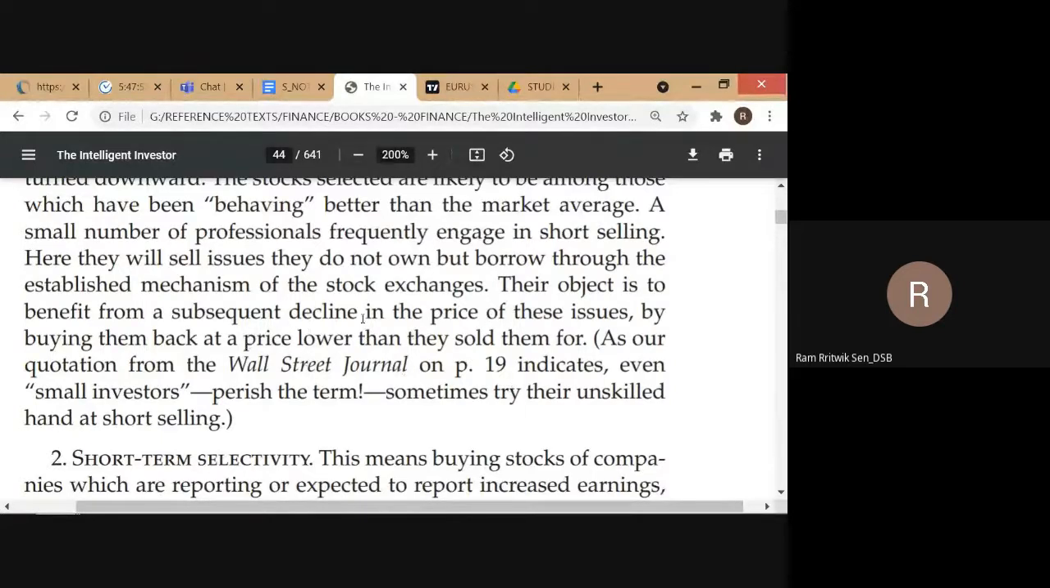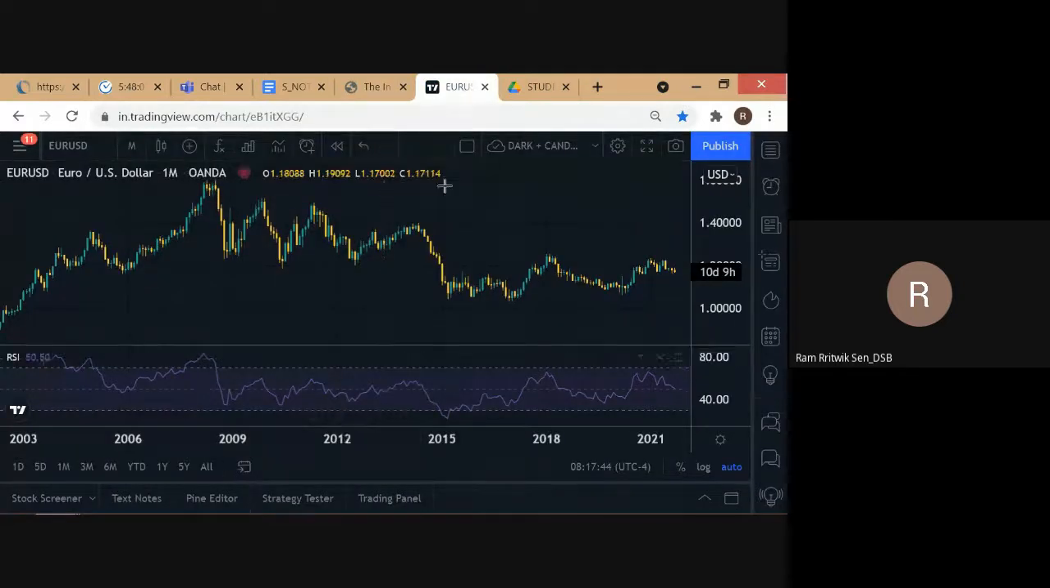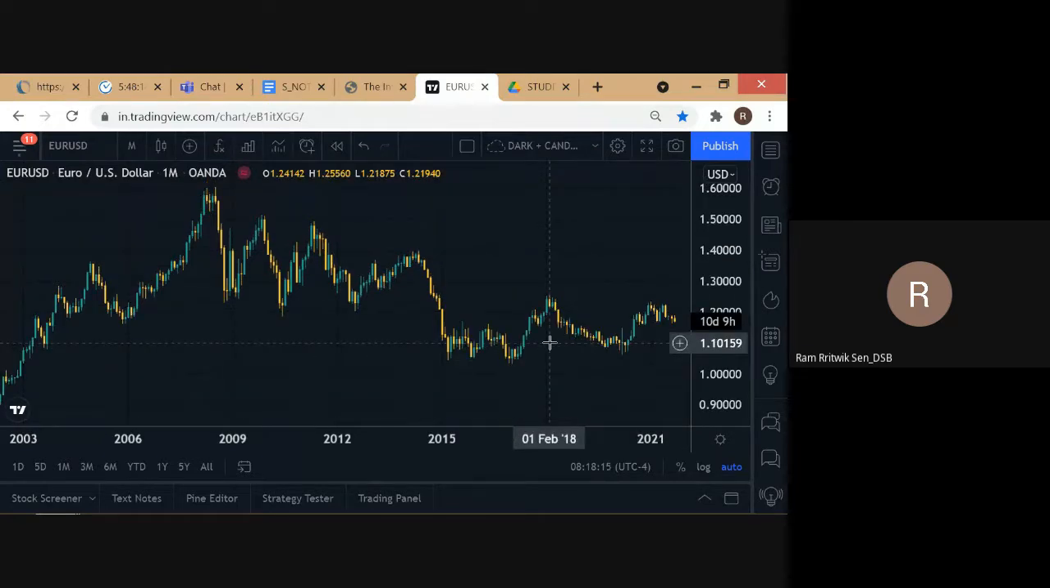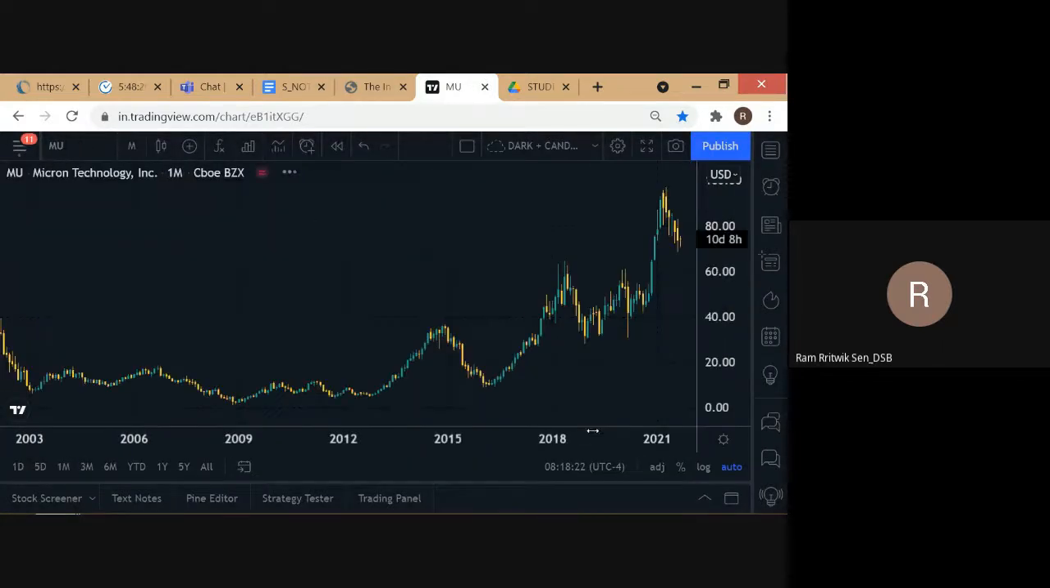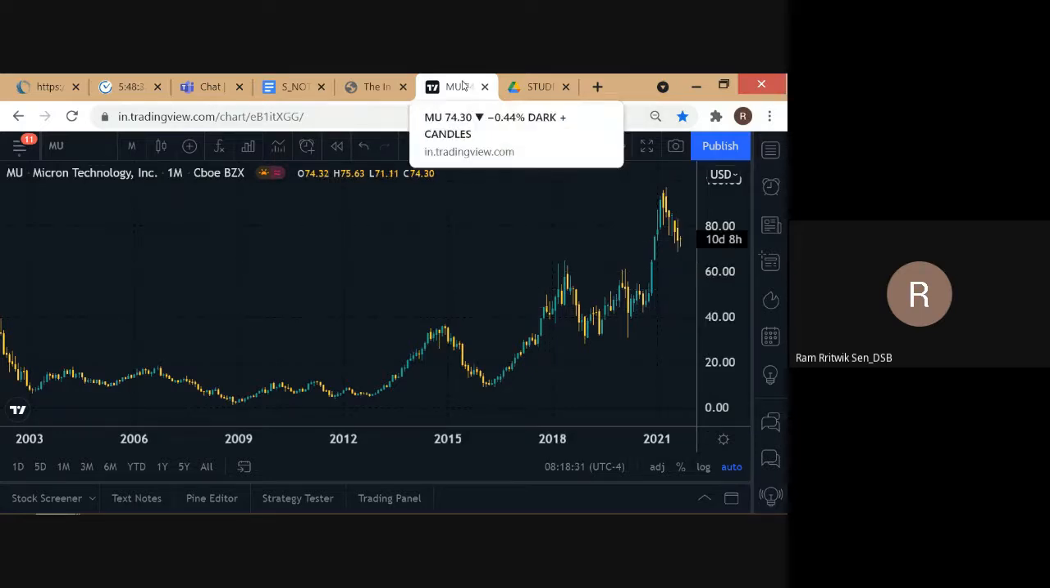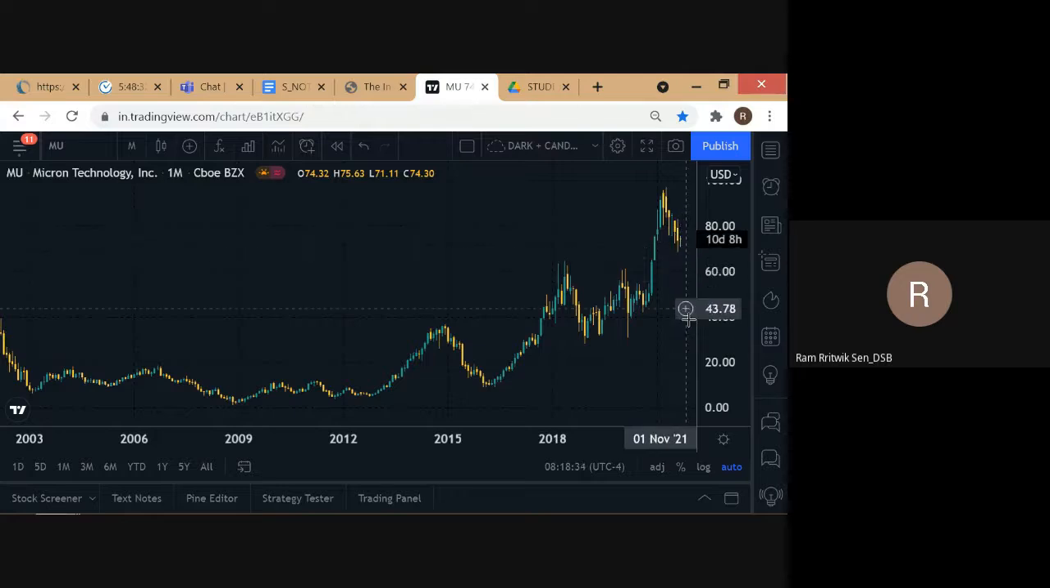When you sell short, you obviously want to buy it back later. This is not a good example because it's not an equity, so let's look at something like Micron Technology. If you want to sell short here, maybe you're thinking of a price coming down to $40. So when the price here is 74, you sell it, and you don't even have the stock.